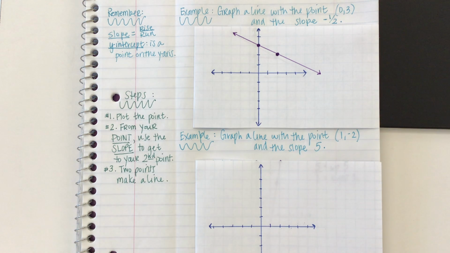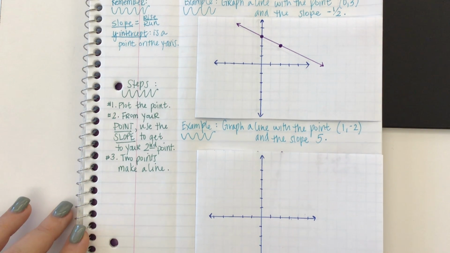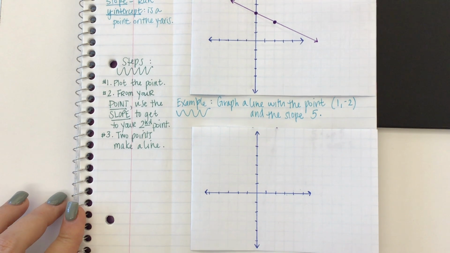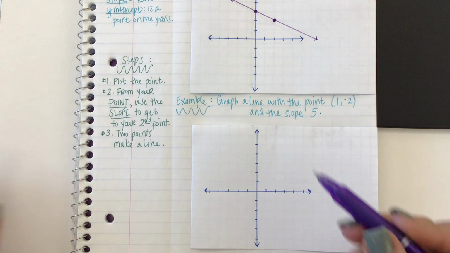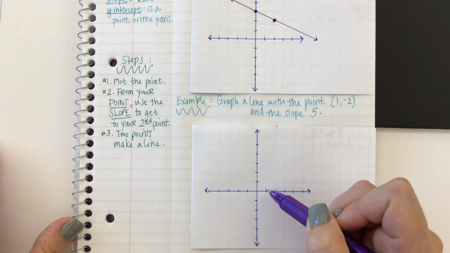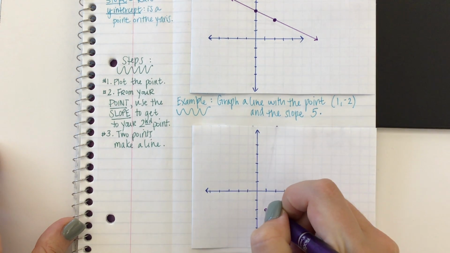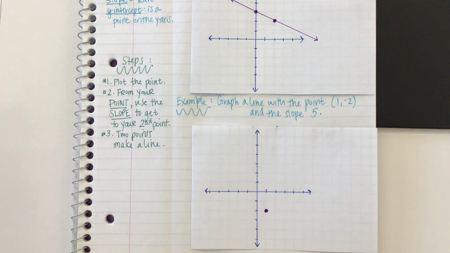All right, and the last example, here we have, graph a line with the point (1, -2) and the slope of 5. So we're going to start with our point. Our point is (1, -2). So from the origin, I'm going to go over 1 and down 2. Here's my point, (1, -2).